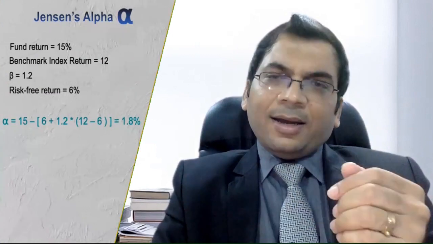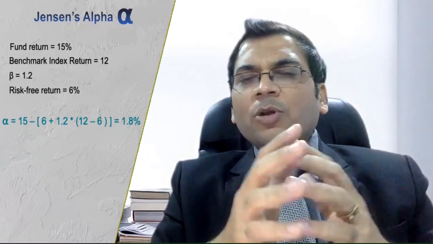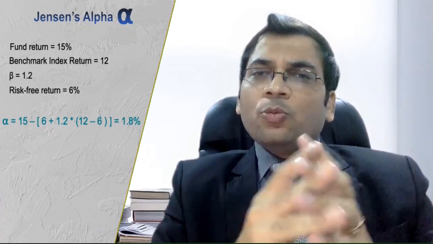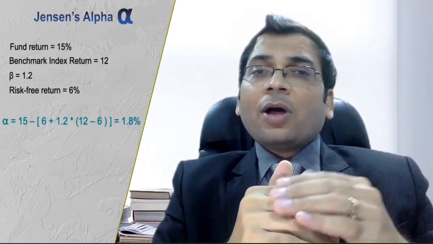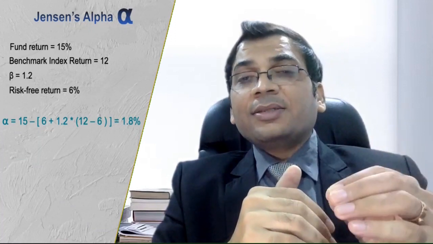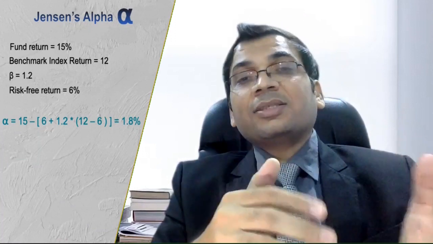So what does it indicate? Here the beta of the fund is 1.2, which means it is expected to be riskier than its market index. But the positive alpha of 1.8% indicates that the portfolio manager earned enough returns to be compensated for the additional risk he has taken.